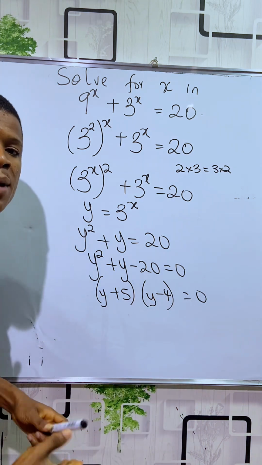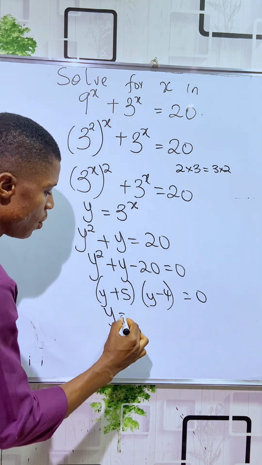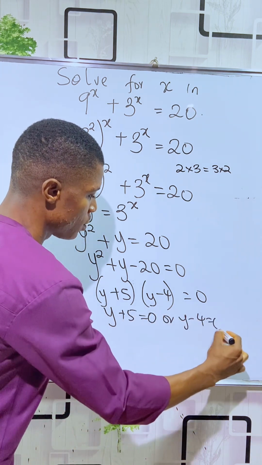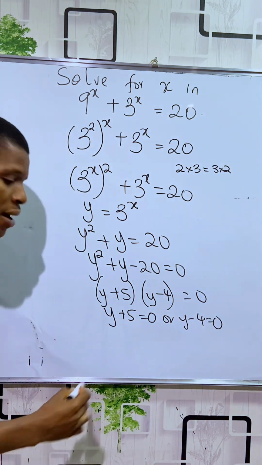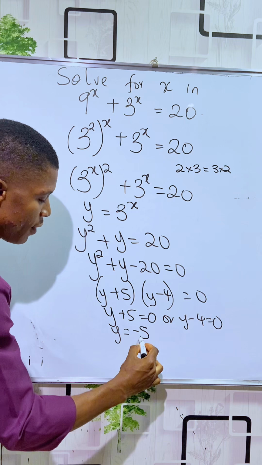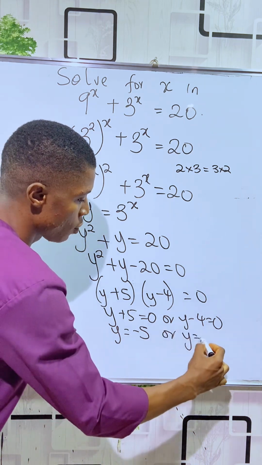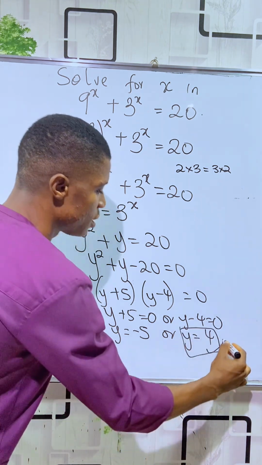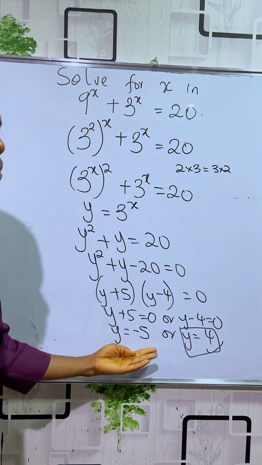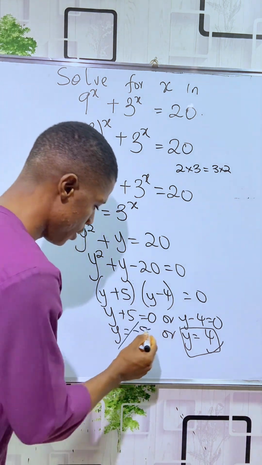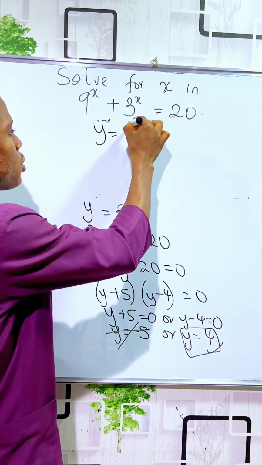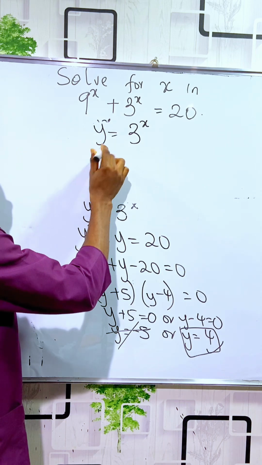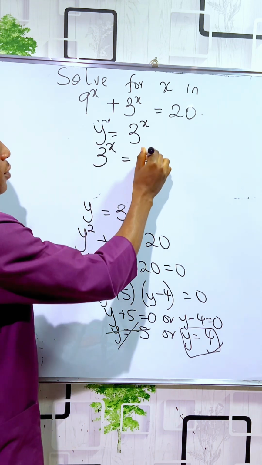Since two of them multiply to give 0, that means y plus 5 is equal to 0, or y minus 4 is equal to 0. So y is equal to minus 5, or y is equal to 4. We are going to use y equals 4 because we only solve for the positive solution of y, so minus 5 is out. Recall y is equal to 3 to the power of x. So y is 4, that means 3 to the power of x is equal to 4.